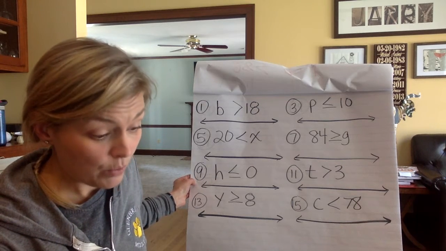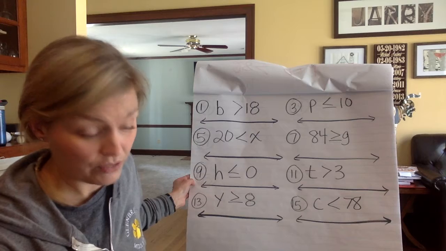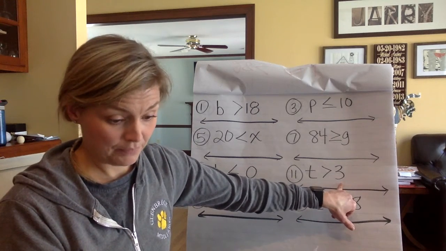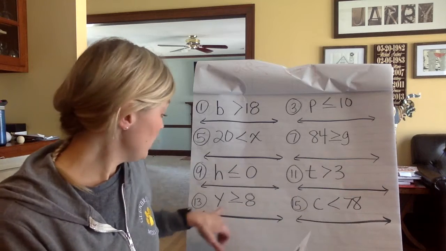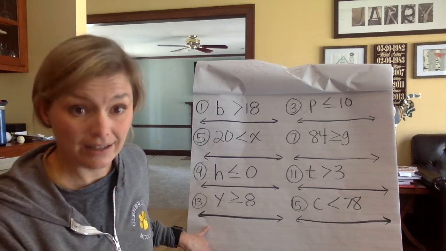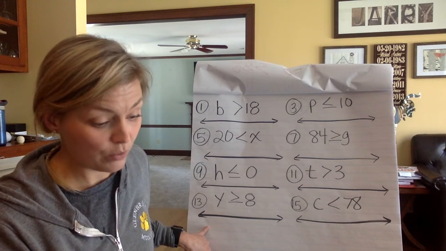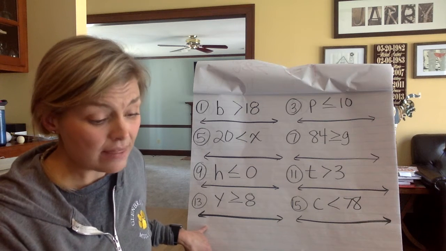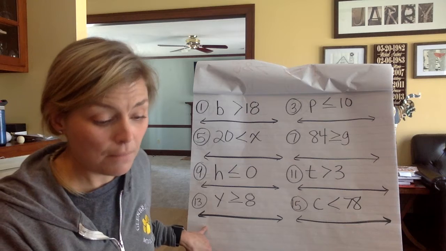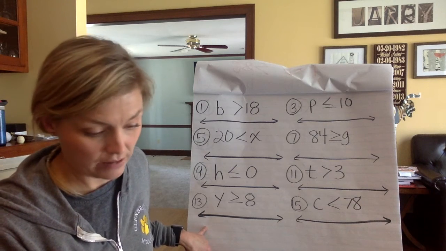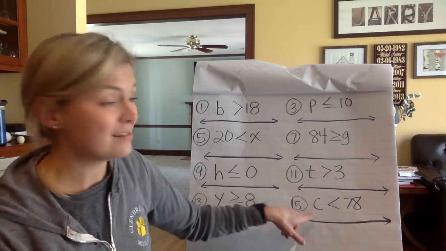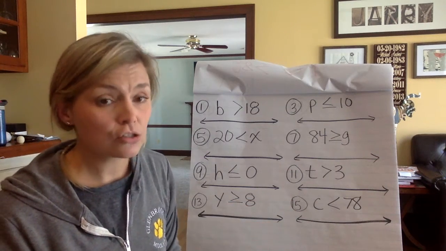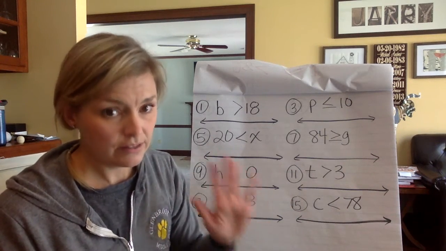In number 11, we want to divide by 8 on both sides. So we're left with t is greater than 3. In number 13, we want to divide by 13 on both sides, leaving us with y is greater than or equal to 8. And then in number 15, we want to multiply by 6 on both sides, leaving us with c is less than 78. Okay, so that is the solving portion of these inequalities.